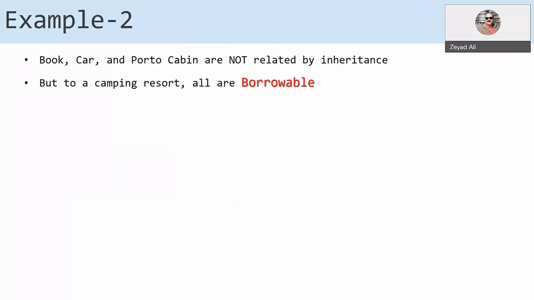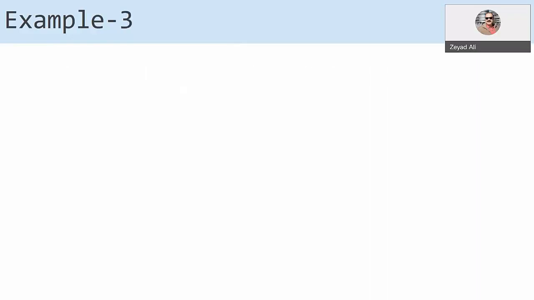Okay. We'll see more examples. Book, car, porta-cabin, huh? Now, these days, you can rent a porta-cabin, right? Are they related by inheritance? Are they all borrowable? Let's say rentable, because borrowable sometimes means without money, right? Okay, good. Example 3, animal.